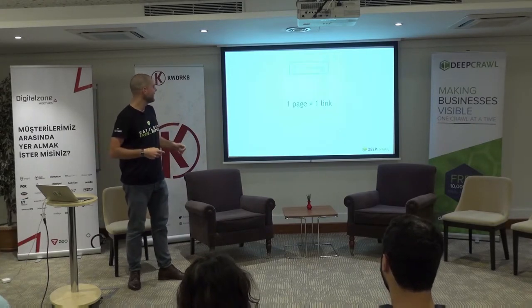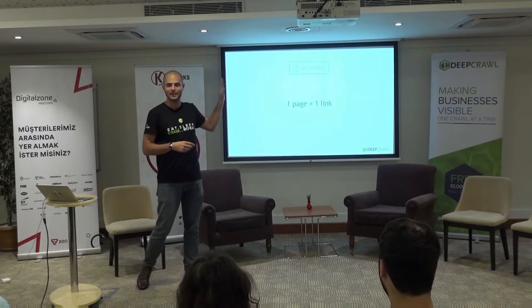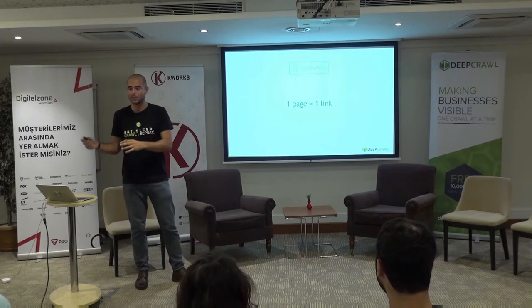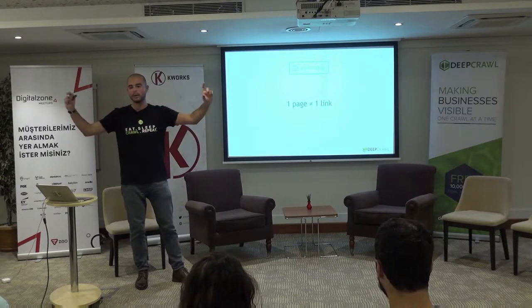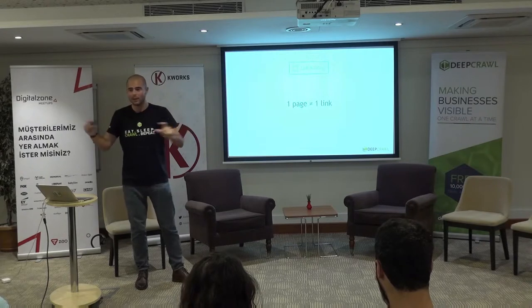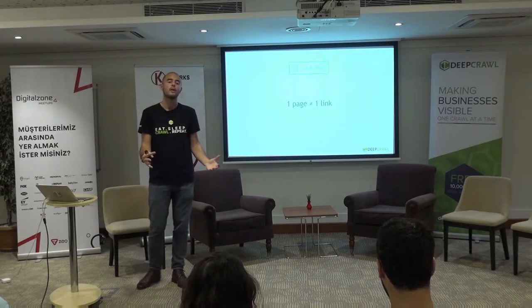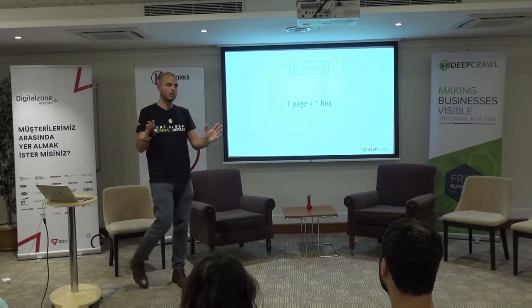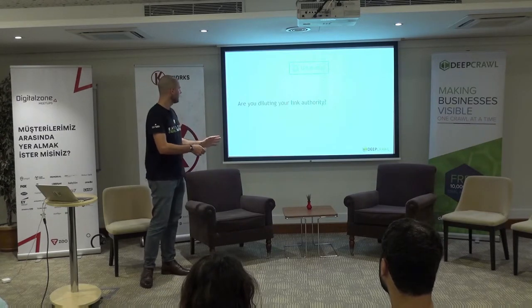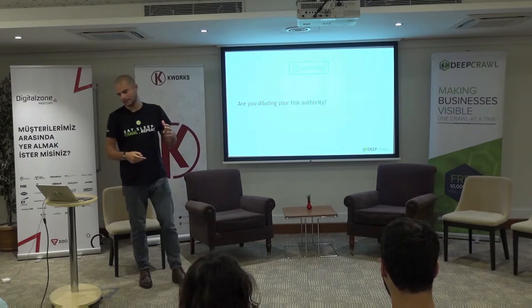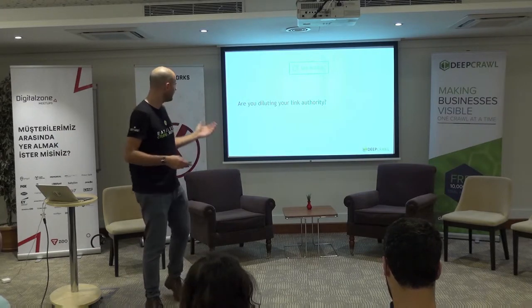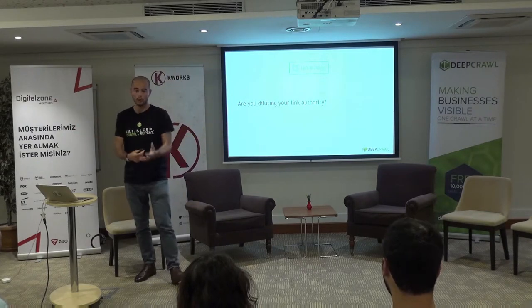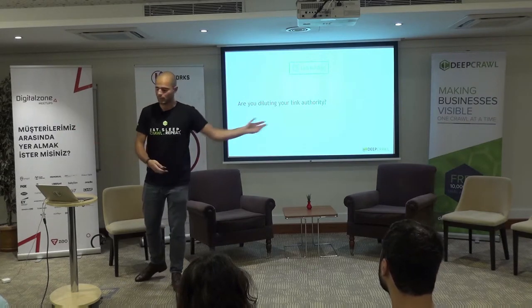So the first thing I want to talk about is the fact that one page is not a link. A page does not equal a link. Think of a page as a URL. How often that URL is found spread across your site is how many links you have. Just want to clarify that. So again, let's go back to some of the questions we want to be asking ourselves. Are we diluting our link authority? Are we sending authority internally to low-valued pages? And I'll show you how you can do that in a second.